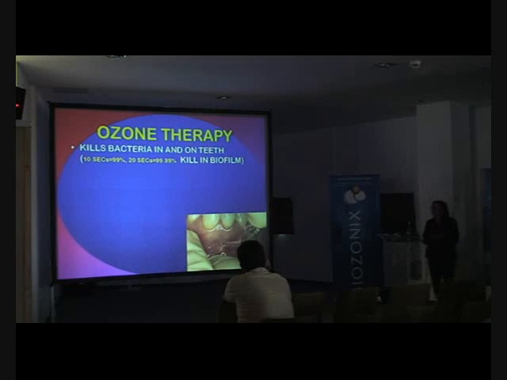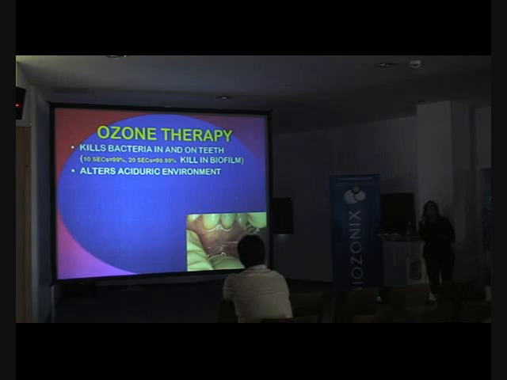So how do we use the ozone therapy? We kill the bacteria in and around the teeth and in biofilm. It alters the aciduric environment. This is something that's really important. We know, all of us, that when we acid etch a tooth, a perfectly good tooth, within a few hours, that acid etch reaction is gone because the calcium, the phosphate in the saliva will remineralize the teeth if it's in a healthy form, if it's in a healthy individual without any caries. But in a patient that has caries, this doesn't happen because there is an aciduric environment.